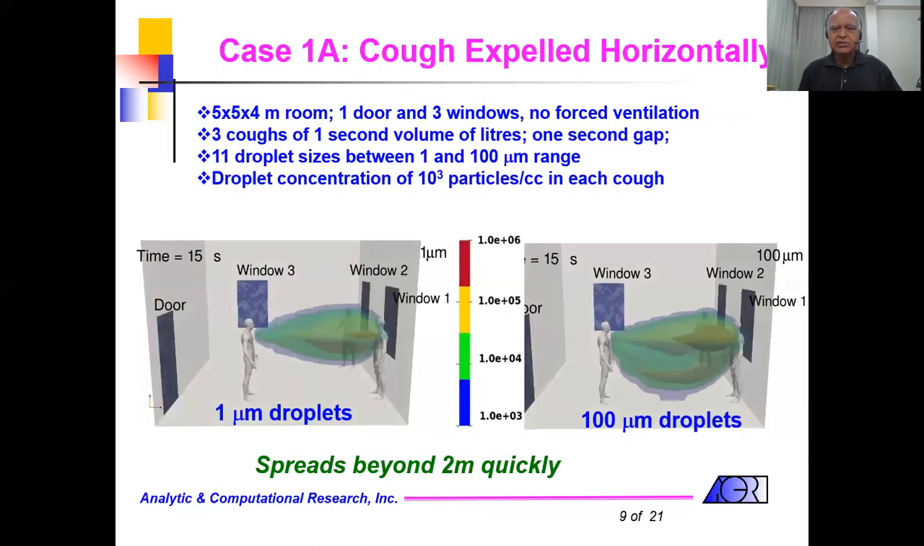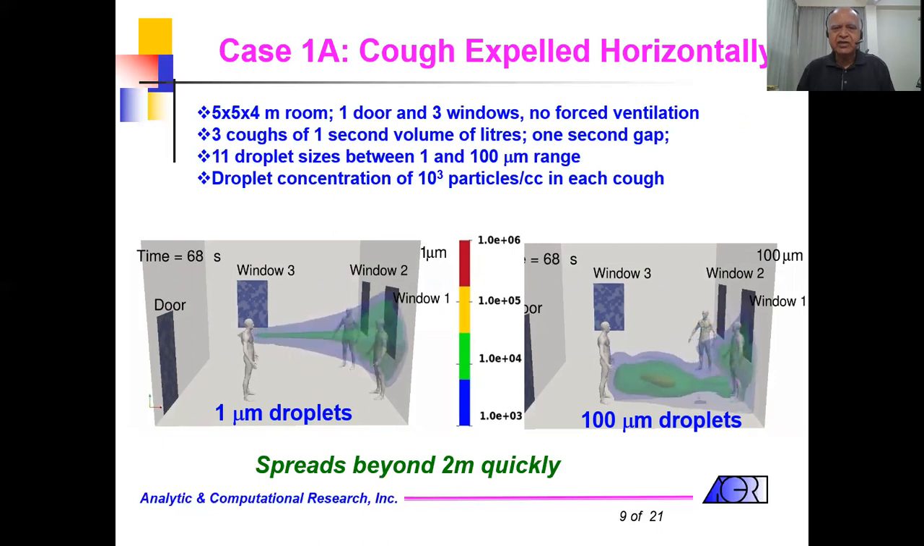So this is what happens when somebody is coughing and the cough is expelled horizontally. The room is about 5 by 5 by 4. There's a door and 3 windows, and there's no forced ventilation.